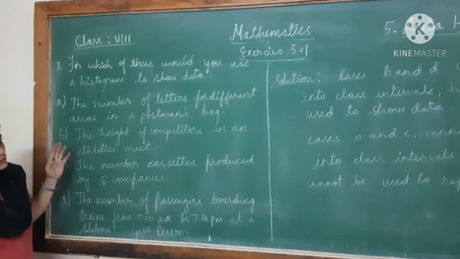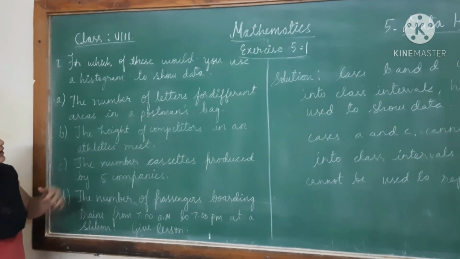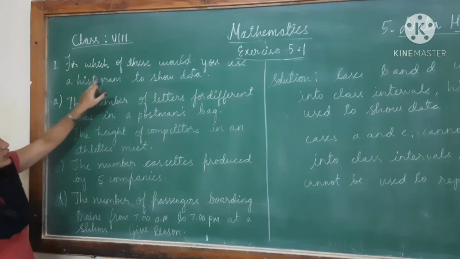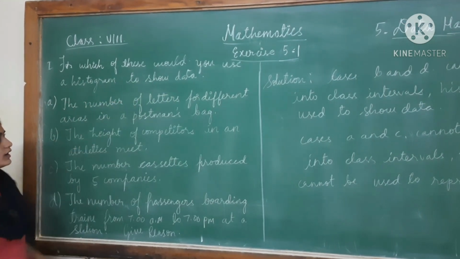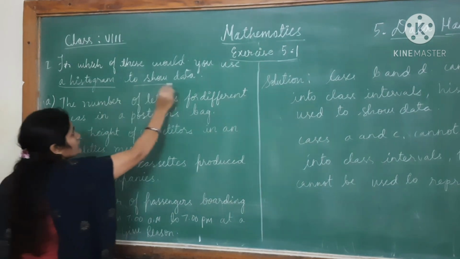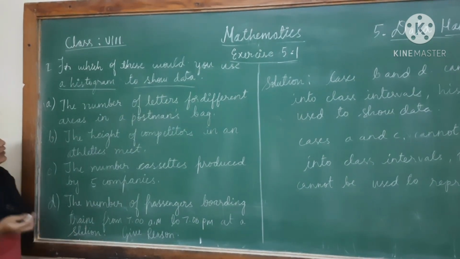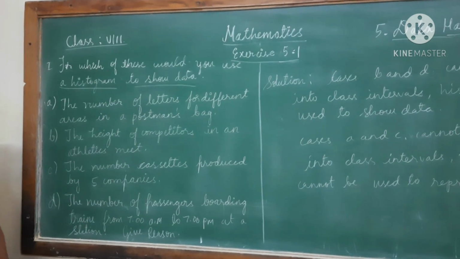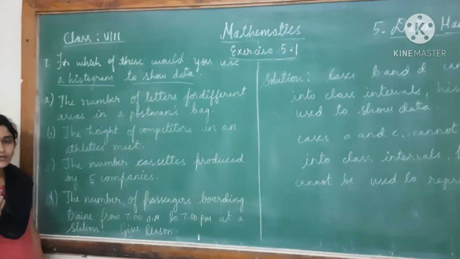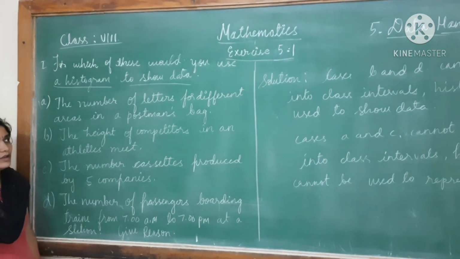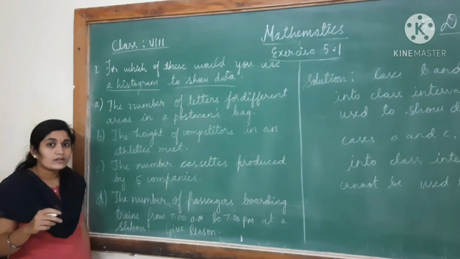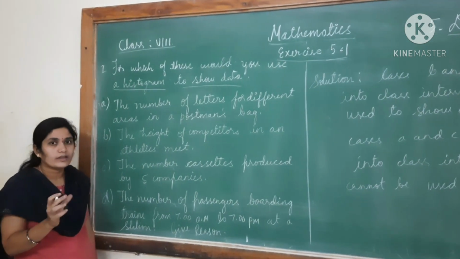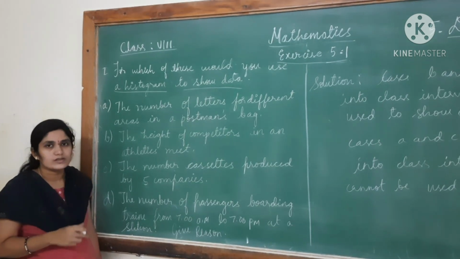Here we are using some application problems on data handling. First bit, for which of these would you use a histogram to show the data? All of you know what is a histogram. Histogram is the procedure where we show the data representation for the given class interval. If class interval is given, then only we can use histogram. If class interval is not given or if it is not accurate or appropriate, you cannot use histogram.